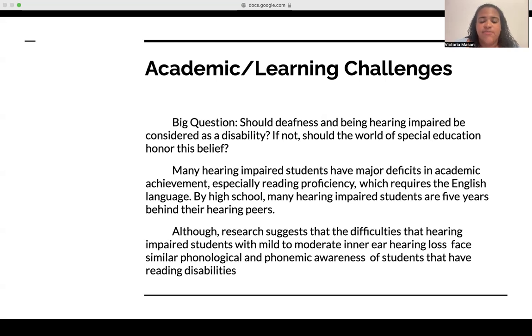Many hearing impaired students have major deficits in academic achievement, especially reading proficiency, which requires the English language. By high school, many hearing impaired students are 5 years behind their hearing peers. Research also suggests that the difficulties that hearing impaired students with mild to moderate inner ear hearing loss face are similar to the phonological and phonemic awareness difficulties of students that have reading disabilities. And this makes sense because the link between hearing impairment and phonological and phonemic difficulties is logical, given that phonology, by definition, refers to the sound of language.